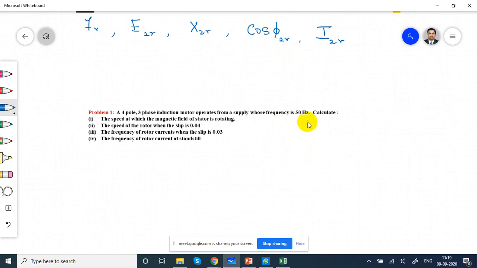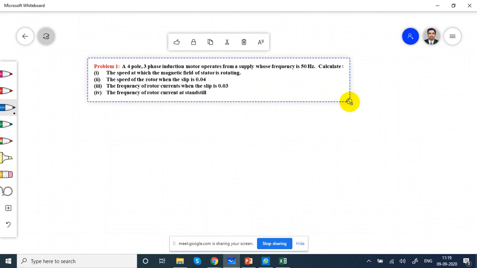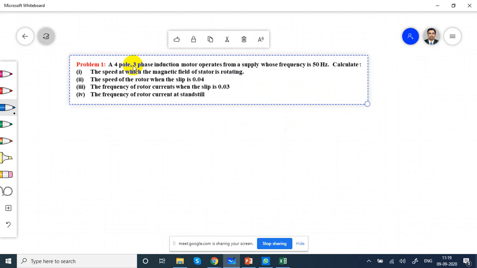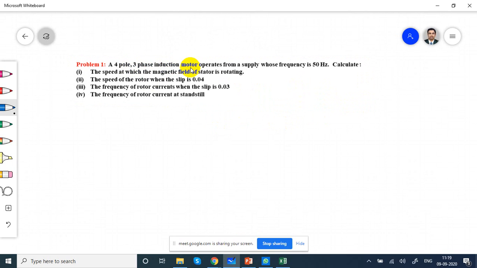Okay, the first problem. A 4-pole 3-phase induction motor operates from a supply whose frequency is 50 Hz. Calculate: A. The speed at which the magnetic field of the stator is rotating. B. The speed of the rotor when the slip is 0.04. C. The frequency of rotor currents when the slip is 0.03. D. The frequency of rotor current at standstill. Okay, first write the given data.